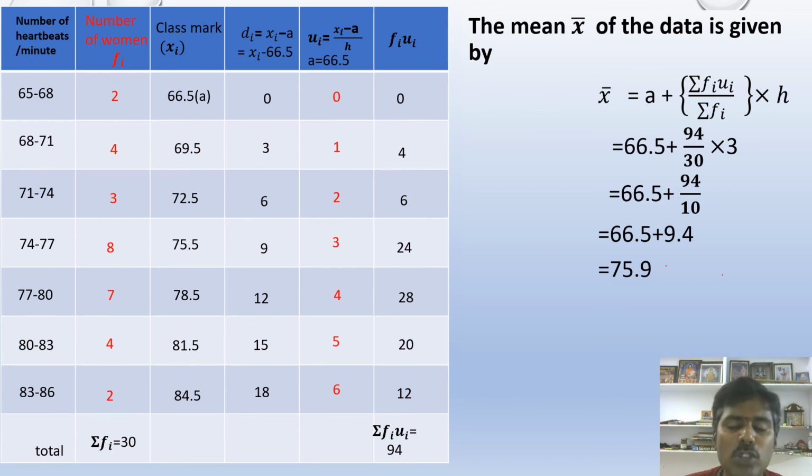The mean which we calculate in all three methods will be the same. You can choose your suitable method. The step deviation and deviation methods are nothing but simplified forms of the direct method. You can use any method to find the mean.